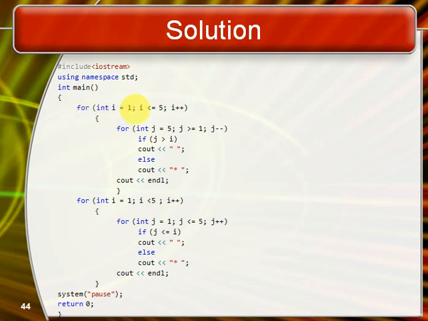The first for loop is iterating up to 5, i equals 1 up to 5, then i++. The first for is controlling the upper half of the pattern, and then the second for, that is the inner for, is controlling the lower half of the given pattern.